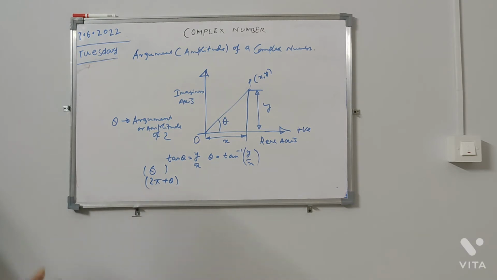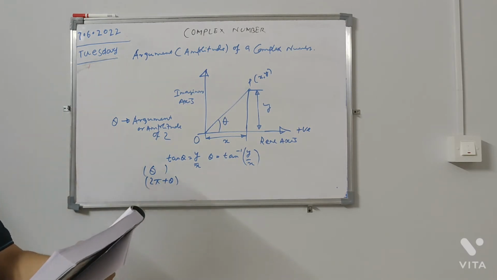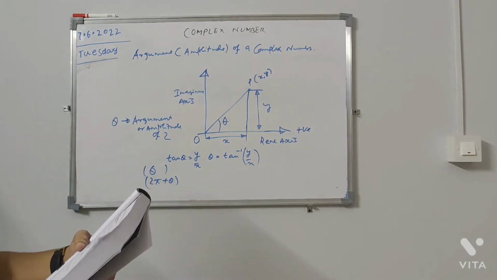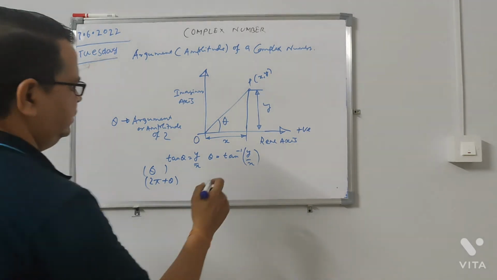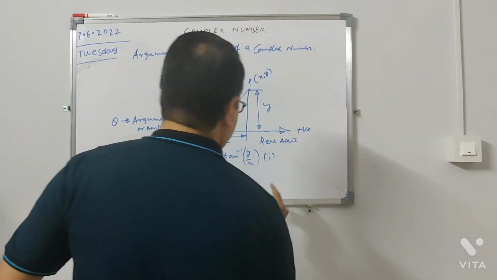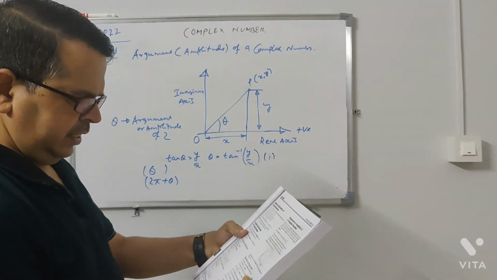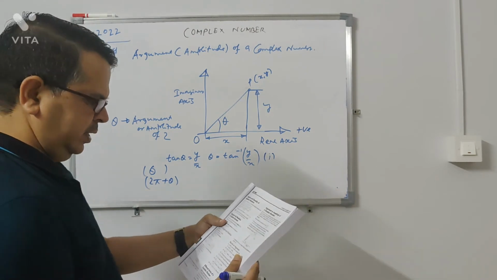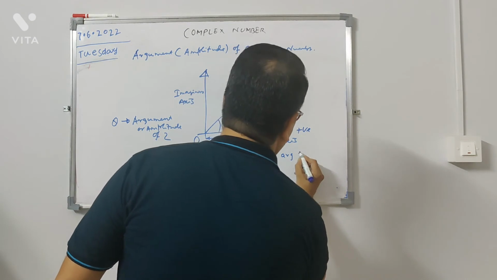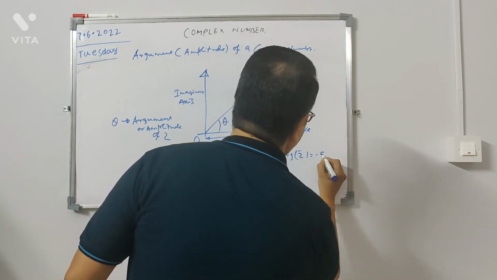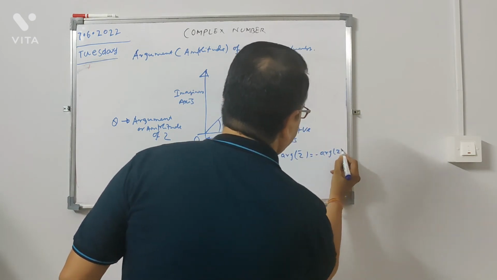So there are some interpretations related to argument also that you can go through. Say z, z1, z2 are complex numbers. One is: argument of z bar is minus argument of z. So argument of z bar is equal to minus argument of z.